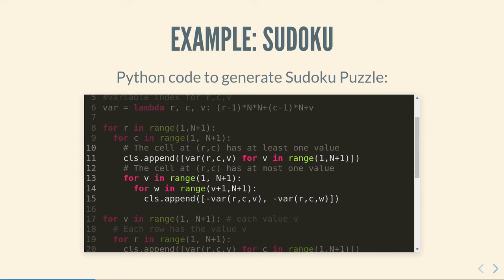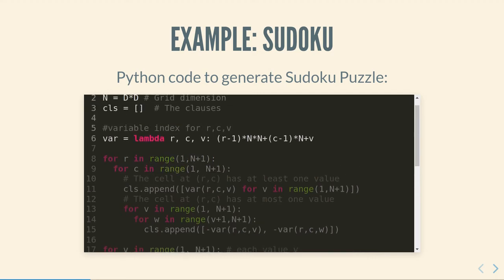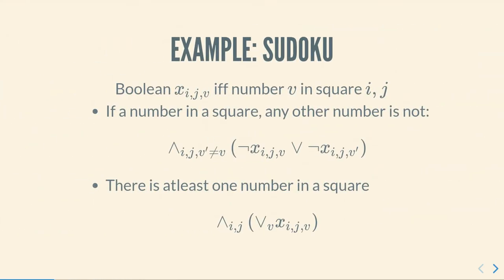So the cell at least must have one of every value. So variable RC1, where V is 1, or variable RC2, or variable RC3, or variable RC4, all the way up to 9, one of those must be true. That is, we're appending the clause that is the OR of those valuations. Let's turn back to it. That is the second constraint here. There is at least one of each number in it. There is at least one number in a square.